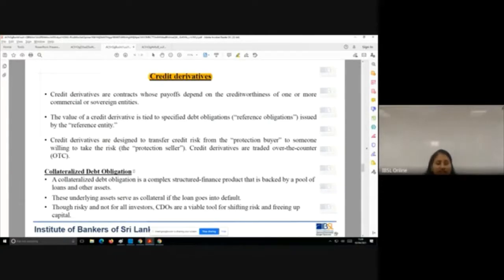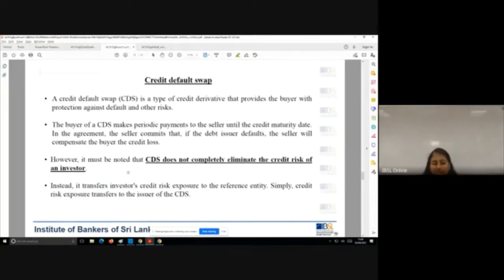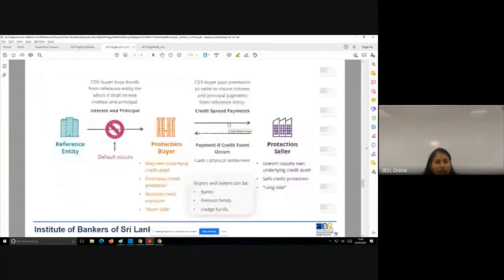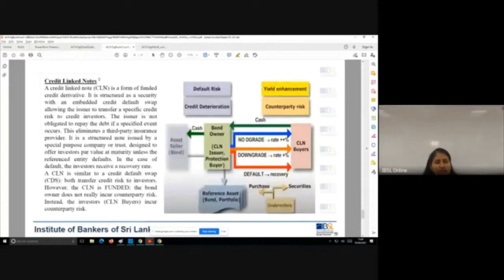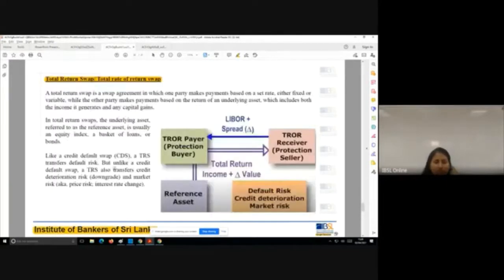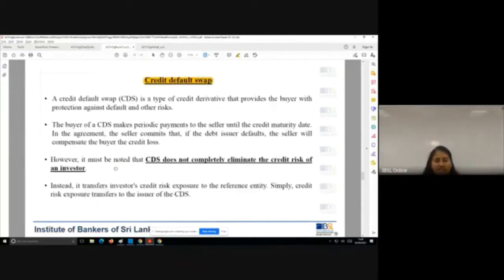Even though this is the elementary product, you have certain complex products when it comes to credit derivatives. Credit default swap, total return swap, credit linked notes. Okay. Easier way to remember credit default swap is something like insurance.